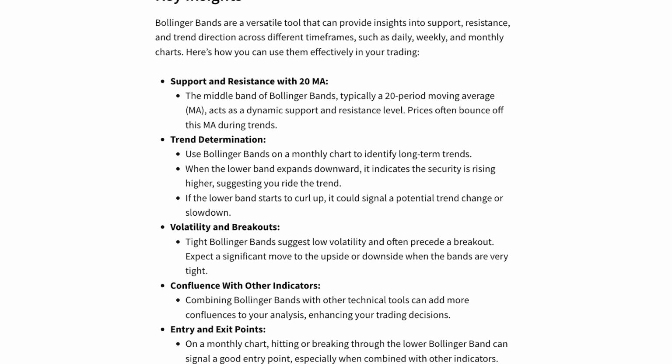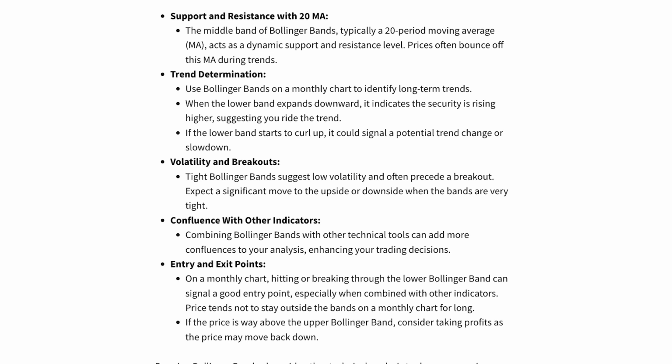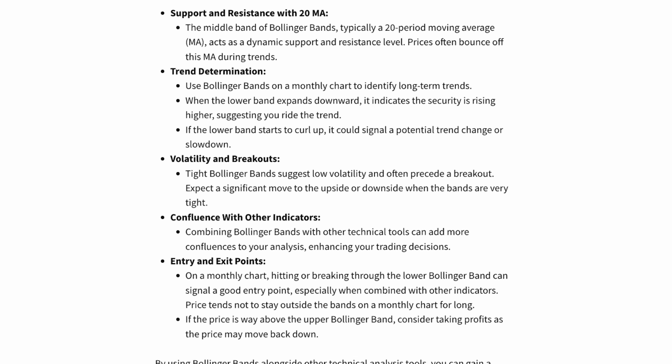We talked about the components there, the 20 moving average, typically in the middle, but trend determination can be something that is beneficial from using this technical indicator. So you can use these Bollinger Bands on a monthly chart to identify some long-term trends. You can use this technical indicator on many different time frames, but when you look at it on a monthly chart, you can really see some of the long-term trends.